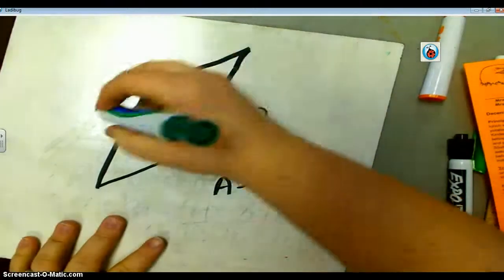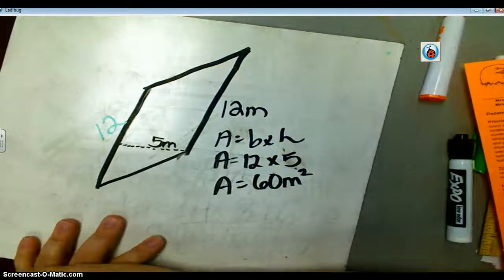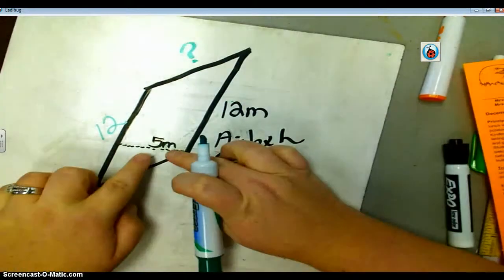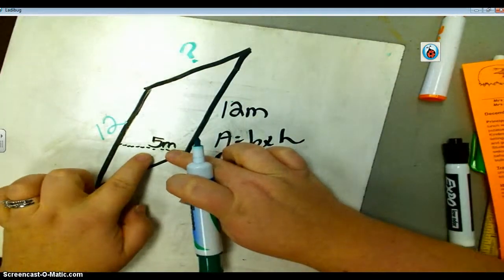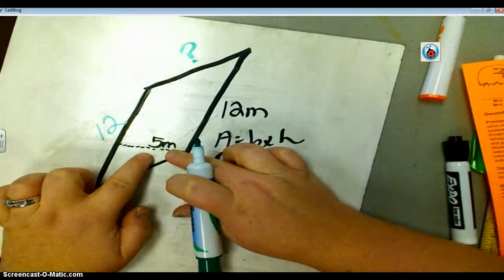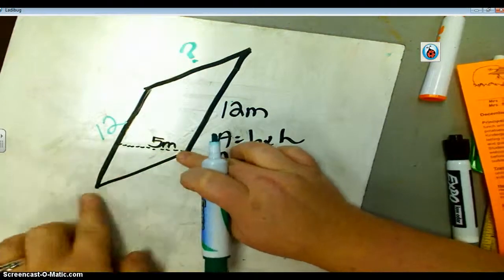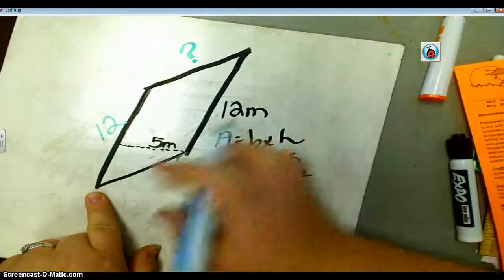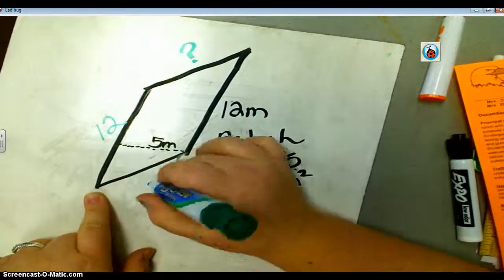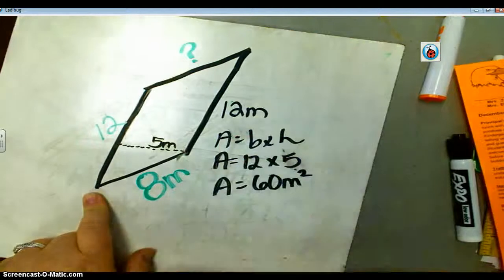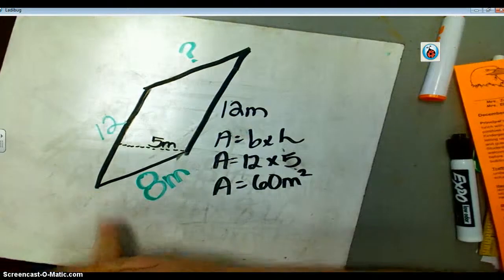Okay, I know that this side is 12, right? Do I have any idea what this side is? How is it not 5? Okay, because this is the height. This is not the height. So in order to find the perimeter of this shape, I would also have to know that this is 8 meters. Now find the perimeter.